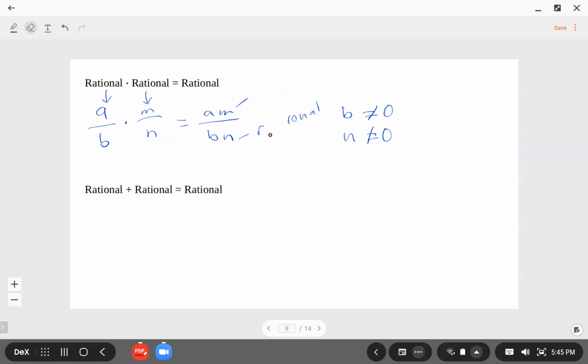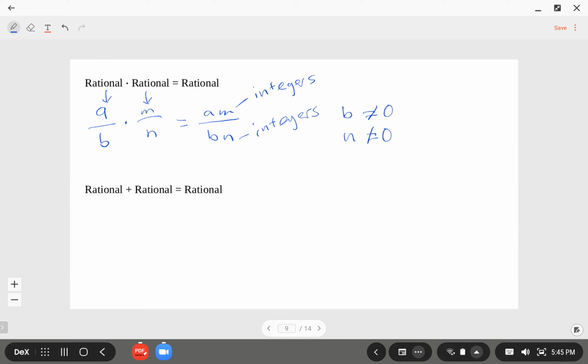a, m, b and n are all integers. Integers divided by integers is another integer, or it could be a terminating decimal. And terminating decimals and integers are all rational numbers, correct? So that is how we prove that rational times rational equals rational.